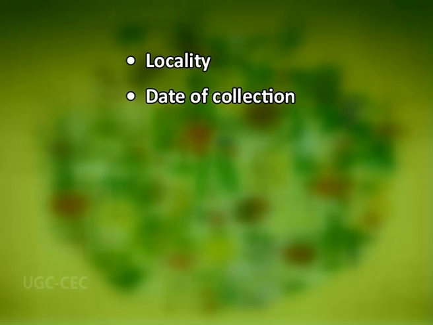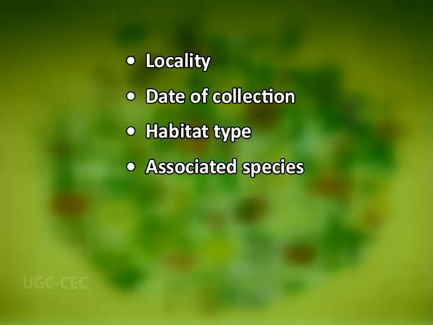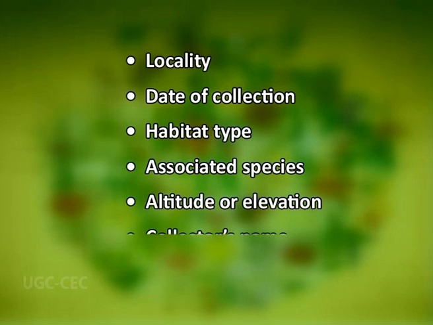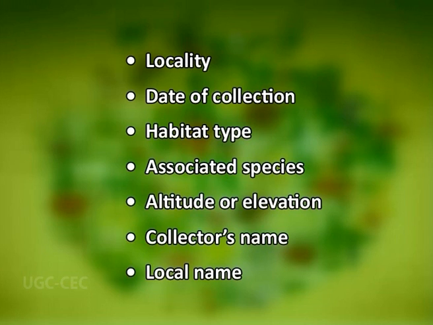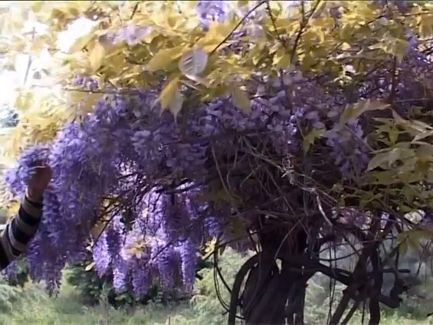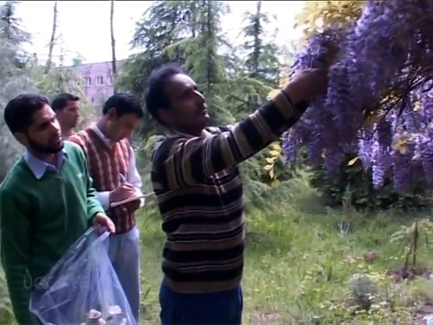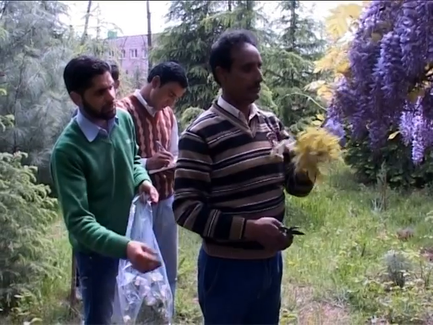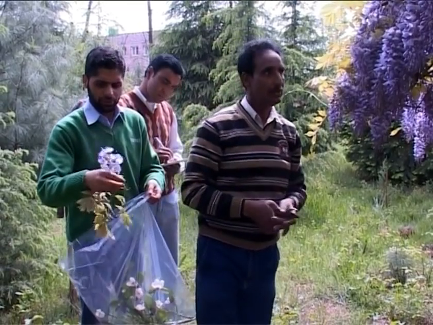First, locality, date of collection, habitat type, the associated species, altitude or elevation, collector's name, the local name of the plant, and any other information concerning the plant specimens that will not be evident in the dried and pressed conditions, such as flower color, fragrance, plant size, or even the pollinators.